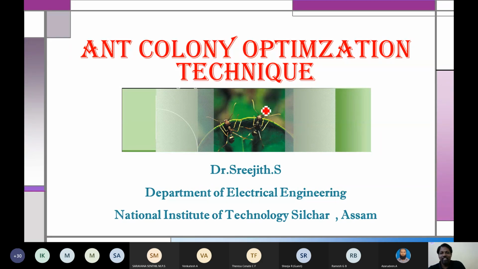So today the title which is given to me is recent optimization techniques in electrical engineering. There are a lot of techniques used in electrical engineering applications, but let me stick to only one. That is the ant colony optimization technique. There are a lot of things, but for example, I'm taking this.